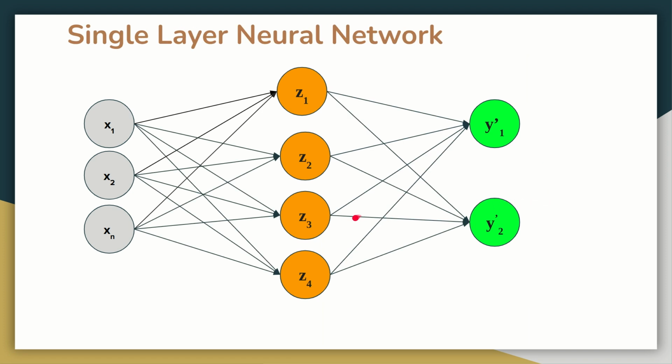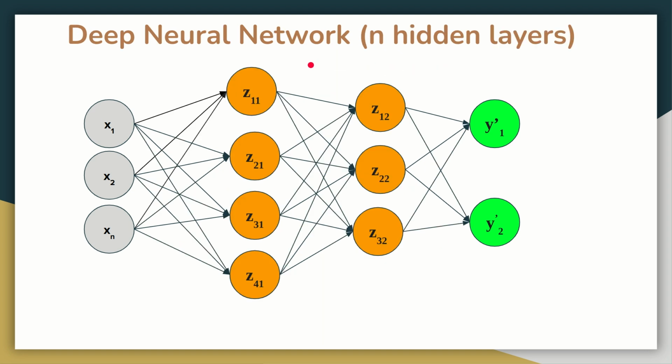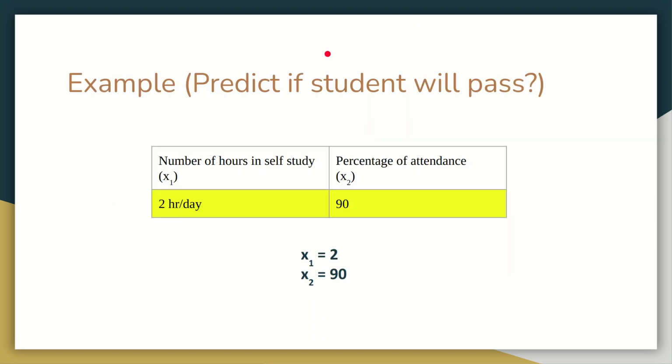Okay, so if we have just one hidden layer, then we call it a single layer neural network. Let's say if we have 10 hidden layers, then we'll call our neural network a 10 layer neural network. In general, we can have n hidden layers, and since we have many hidden layers in our neural network, we call such neural networks a deep neural network.